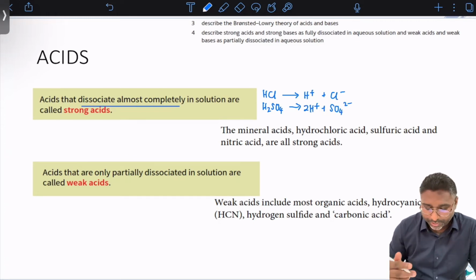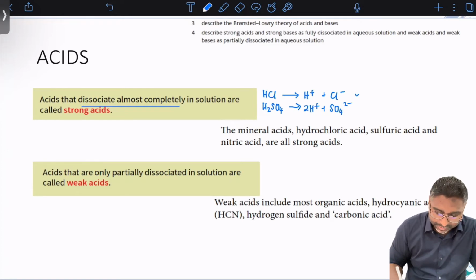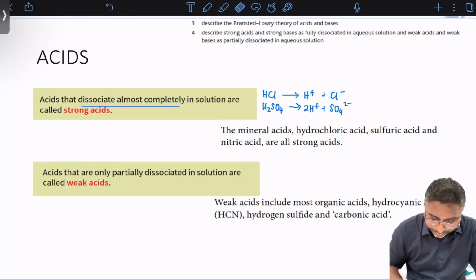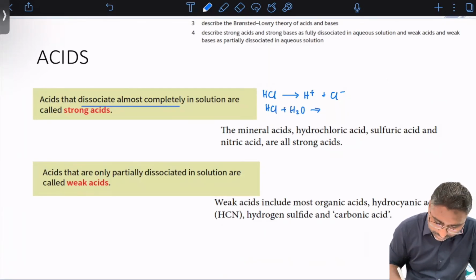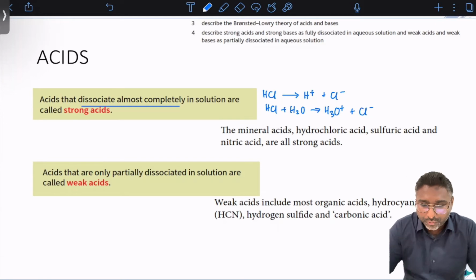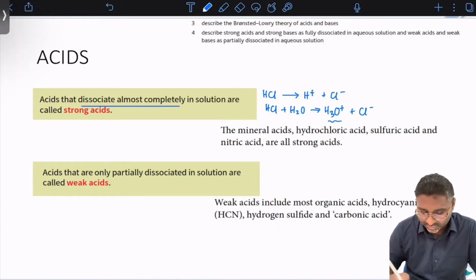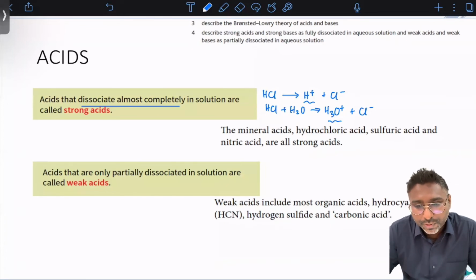Do remember, we can also write this equation with the reaction with water, because instead of just simply writing it like that, you can also include water. So HCl, when you react with water, gives you H3O plus and Cl minus. It is still the same. This is what we call the hydroxonium ion. Any acid will contain the hydroxonium ion, where this H plus joins with the H2O to give you the hydroxonium ion. That will give you the property of the acid. So that is how we write the equation.